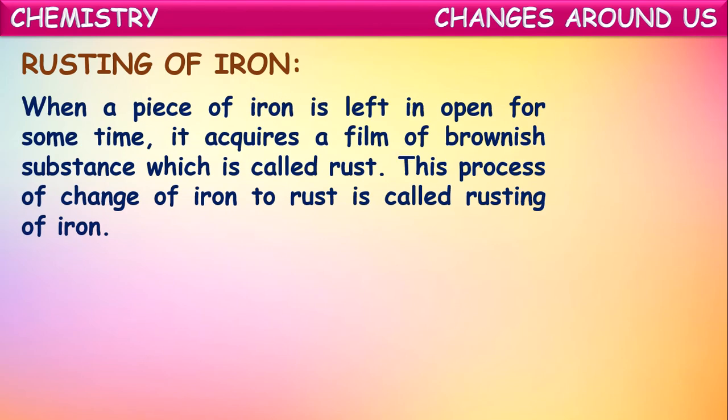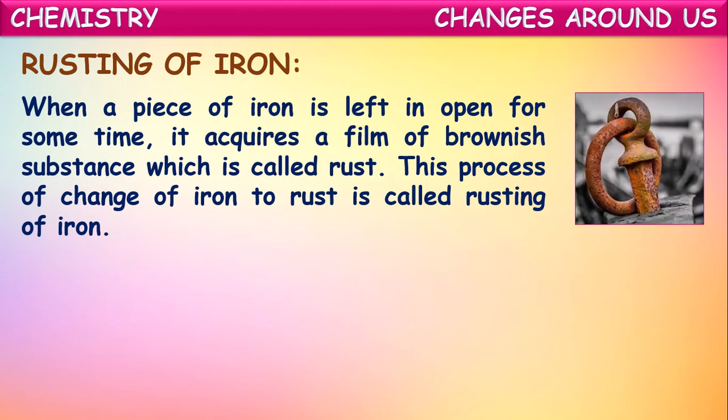When a piece of iron is left in the open for some time, it acquires a film of brownish substance which is called rust. This process of change of iron into rust is called rusting of iron. So what happens when you keep any iron objects outside in the open air? After a few days, if you observe, there will be a brown colored substance formed on those iron articles.